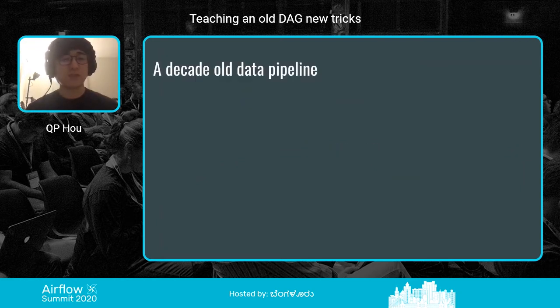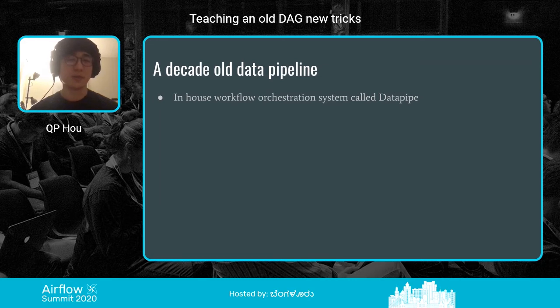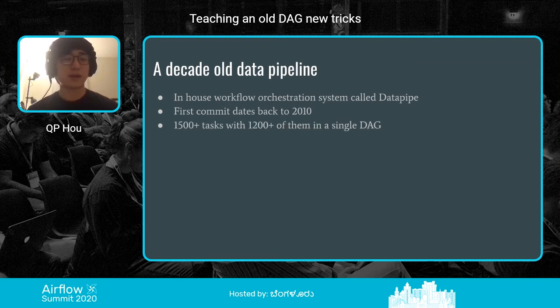So the data pipeline at Scribd is actually really old. Scribd itself is also a really old company. We were actually from the first batch of YC. So we have an in-house workflow orchestration system called DataPipe. You can think of it like Airflow, but in Ruby. The first commit dates way back to 2010. So I believe this is even older than Airflow itself. So too bad this project was never open sourced. Today we have 1,500 tasks with 1,200 of them in a single DAG. So 1,200 of those tasks are interconnected with each other.